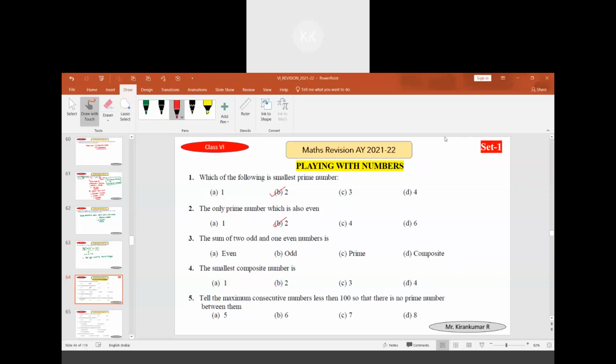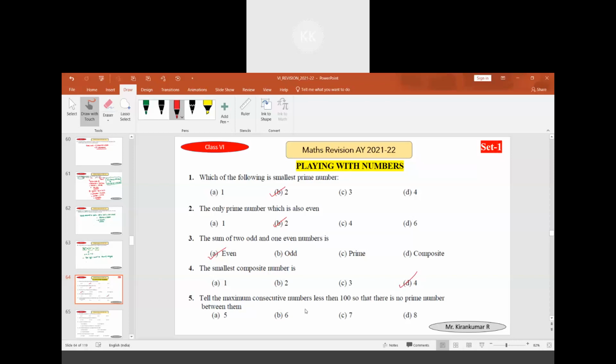If the sum of two odd numbers, the answer is even. Even, sir. The smallest composite number is 4. 4 is the smallest composite number.